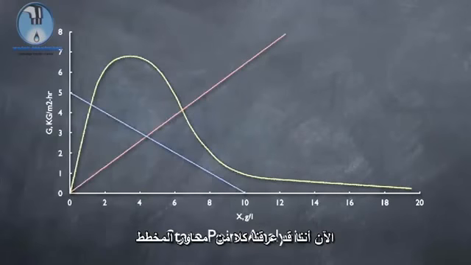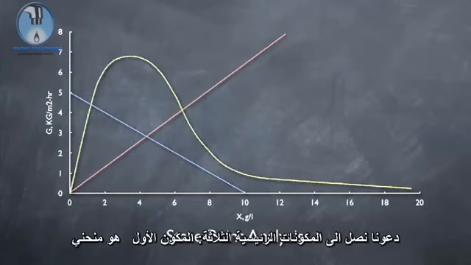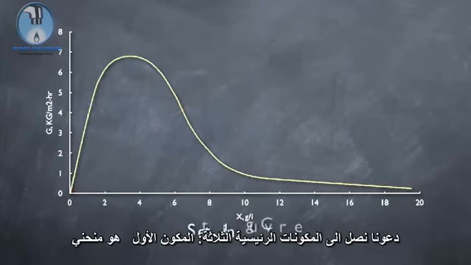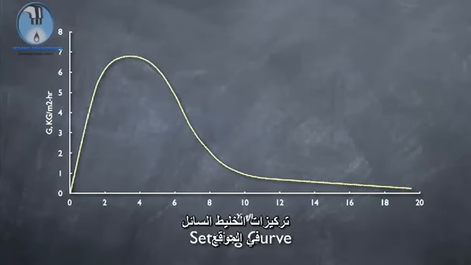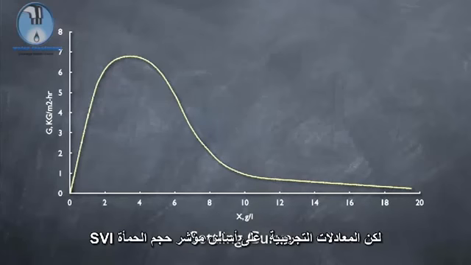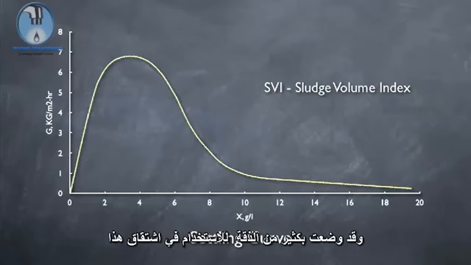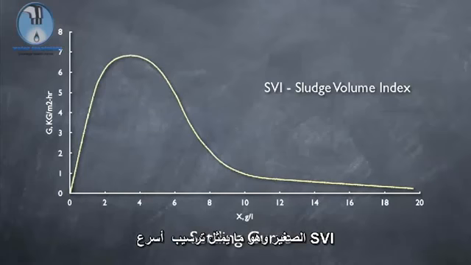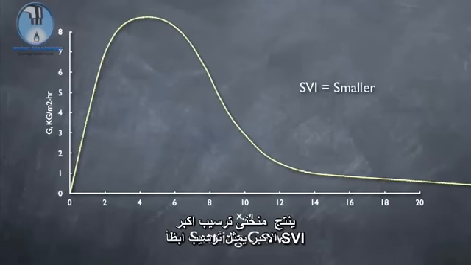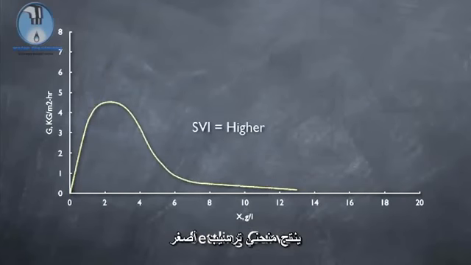Now that we've covered both axes of the diagram, let's get to the 3 main components. The first component is the settling curve. This curve is developed by performing velocity settling tests at various concentrations of mixed liquor on site. However, empirical equations based on the sludge volume index, SVI, have been developed and are plenty accurate for deriving this curve. A smaller SVI, which represents faster settling, results in a larger settling curve. A higher SVI, which represents slower settling, results in a smaller settling curve.